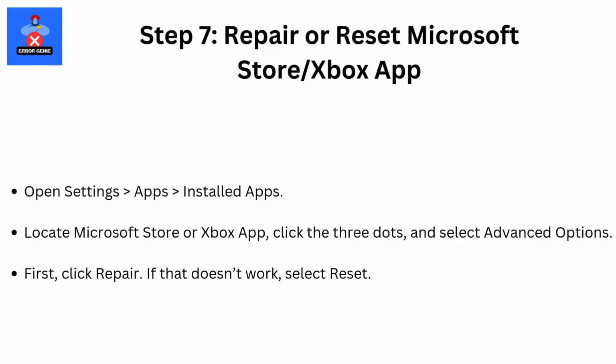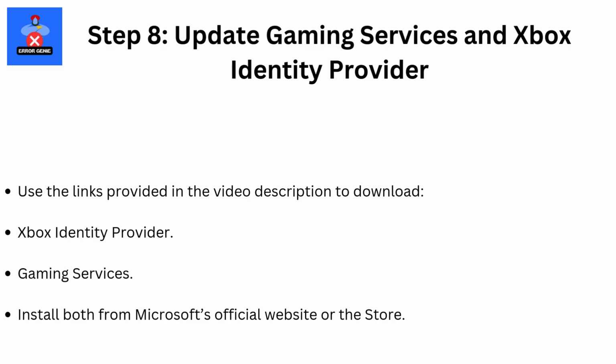Step 8. Update Gaming Services and Xbox Identity Provider. Use the links provided in the video description to download Xbox Identity Provider and Gaming Services. Install both from Microsoft's official website or the store.